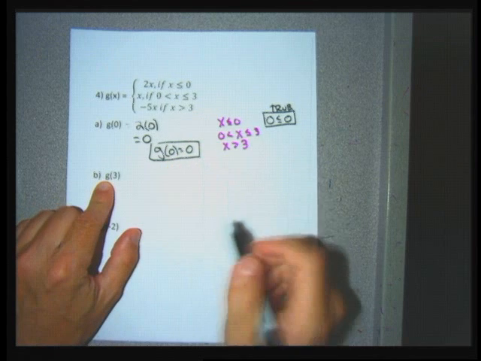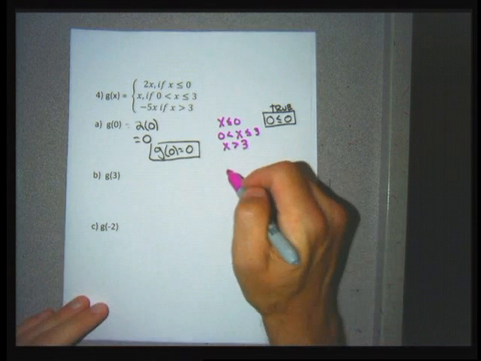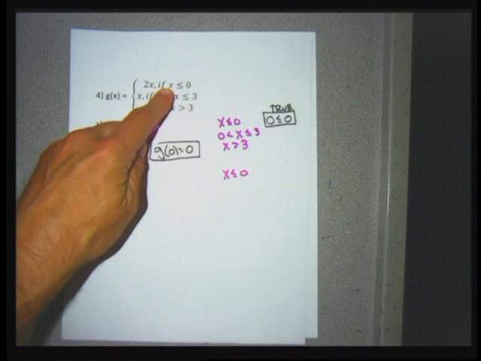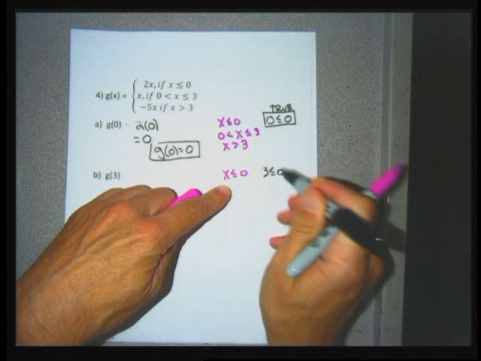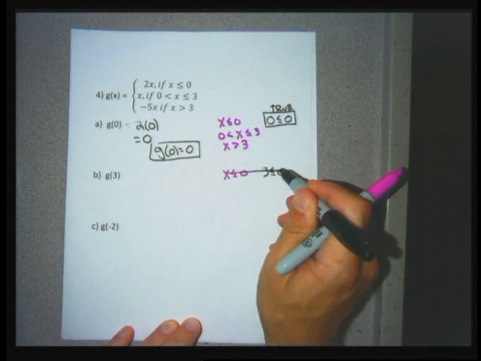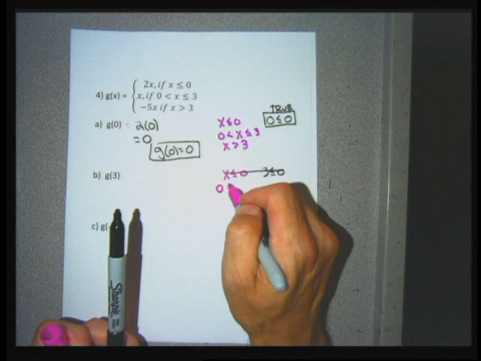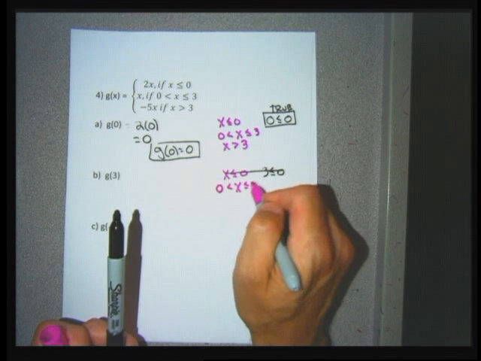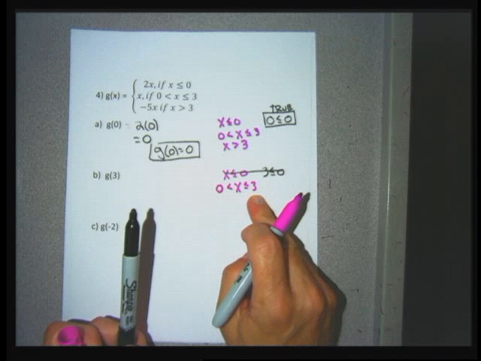For part B, for g of 3, same deal. I have to look at the piece x is less than or equal to 0, which is when the top piece is usable. If x was 3, it's not the case that 3 is less than 0. That's a false statement, so I'm not going to use the top function. The middle function is used for x between 0 but not equal to 0, and 3 and possibly equal to 3. This says x is greater than 0 and less than or equal to 3.